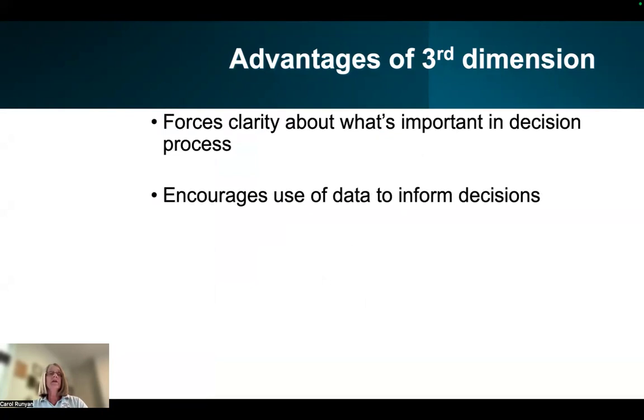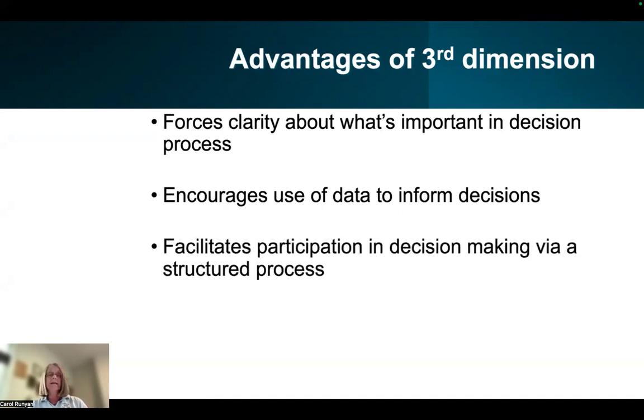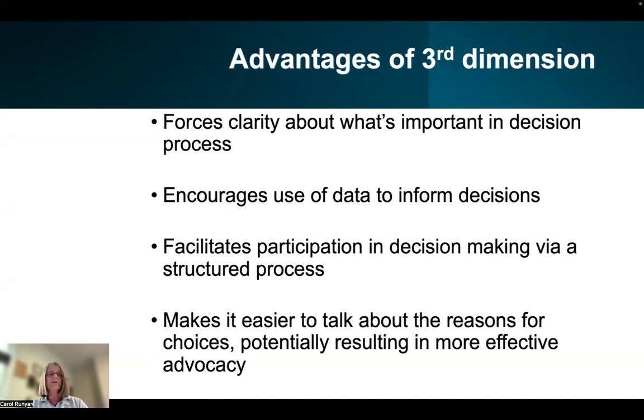The advantages of the third dimension are that it forces clarity about what's important in the decision process as you go through that process, and encourages you to use data to figure that out. You can look at data on effectiveness in the literature, for example. You can look at data on cost. You can do surveys to find out about what freedoms are important or not, and what's acceptable, and getting at some of those others. It also facilitates participation in the decision-making process in a structured way that enables a variety of people as part of a group to participate, but all be sort of working on the same way.